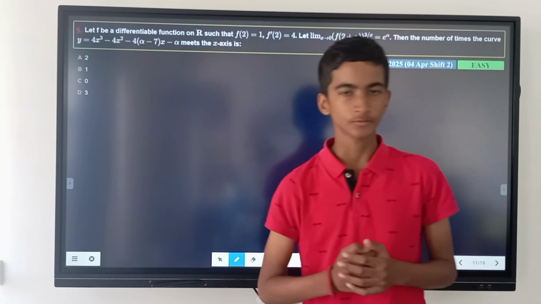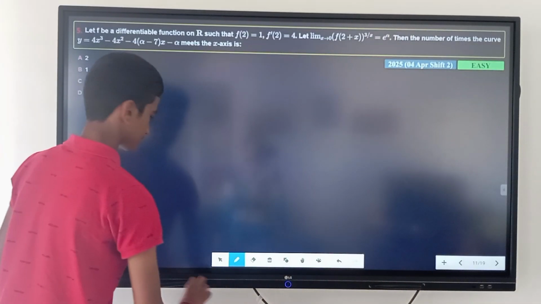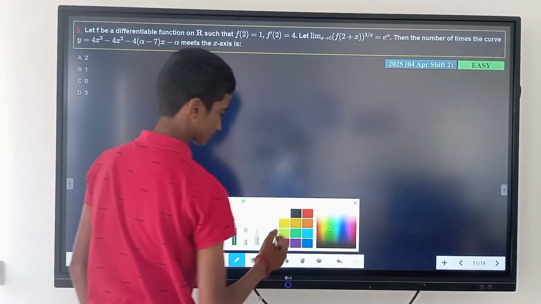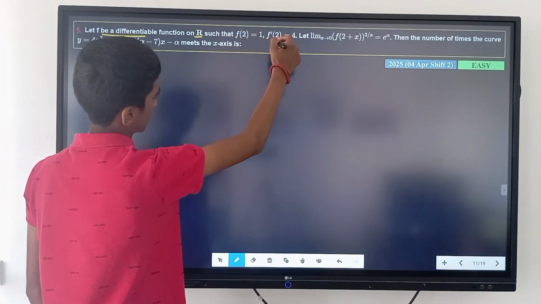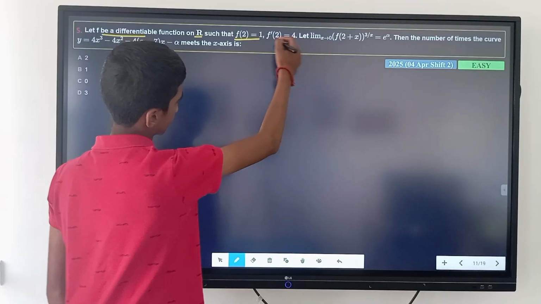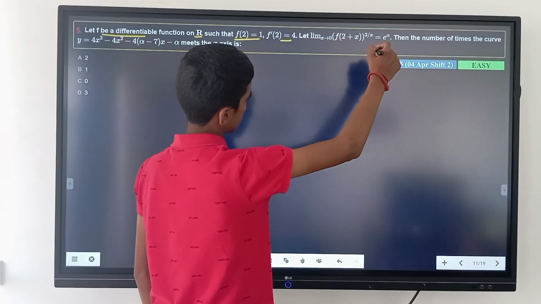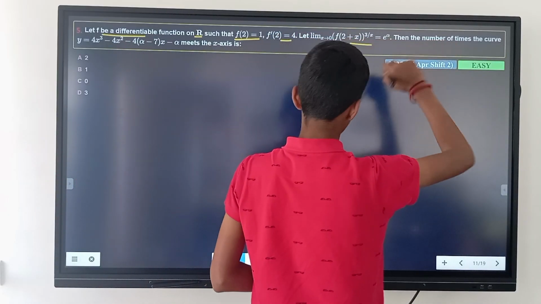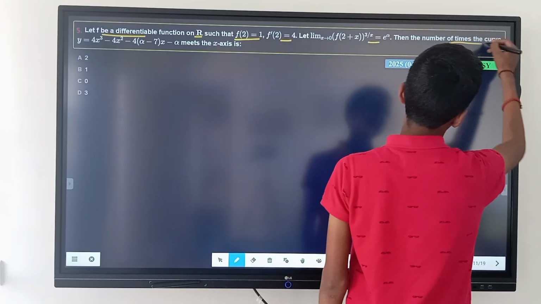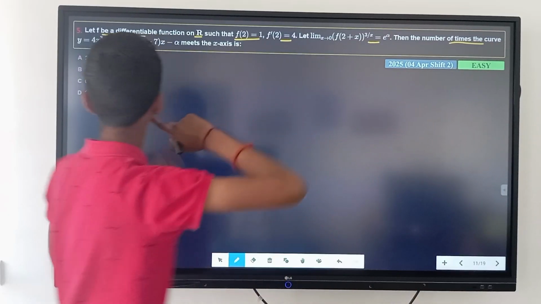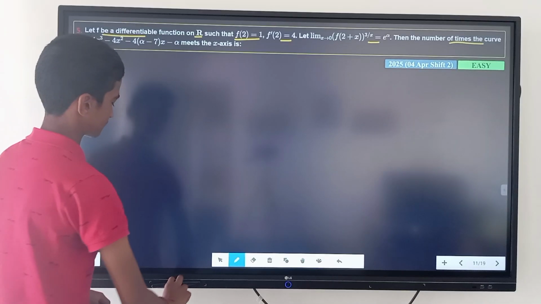Here is our next question. This time our question says, let f be a differentiable function on R such that f of 2 is equal to 1 and f dash 2 is equal to 4. Then we have this limit is equal to e raised to power alpha. The number of times this curve meets the x-axis.